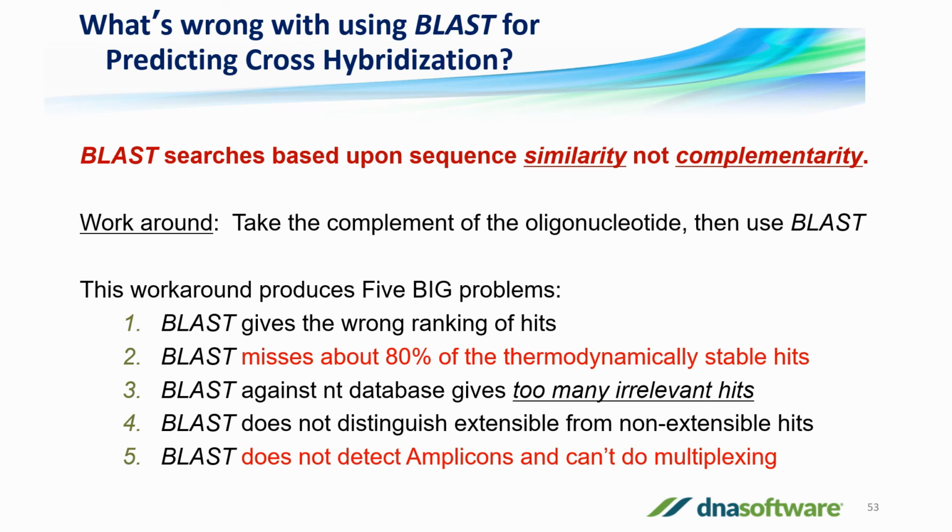The first problem is that it gives the wrong ranking of hits. BLAST is ranking the hits based on the amount of similarity, and we'll see why that doesn't give the correct ranking in a moment. A BLAST search misses about 80% of the thermodynamically stable hits because it's using the wrong scoring. It also gives you many irrelevant hits. A BLAST of your primers against the NT database, the nucleotide database, gives you many irrelevant hits that you don't care about.